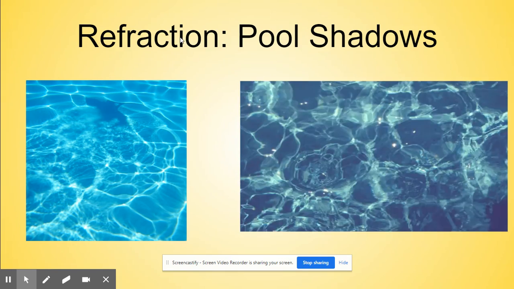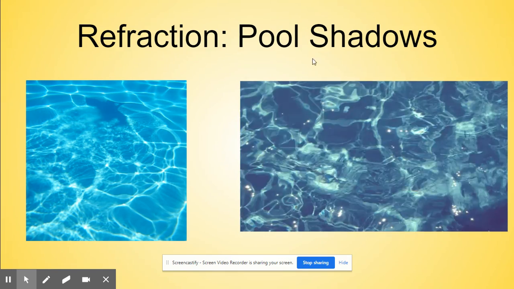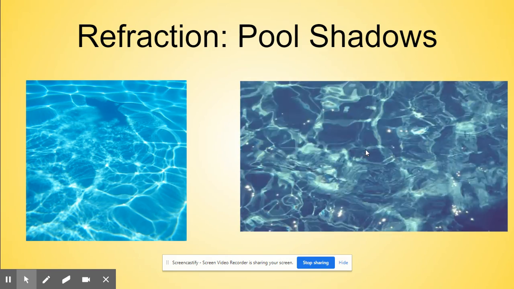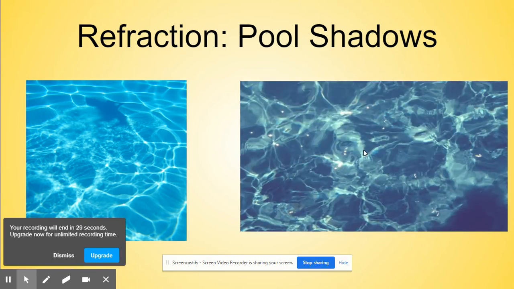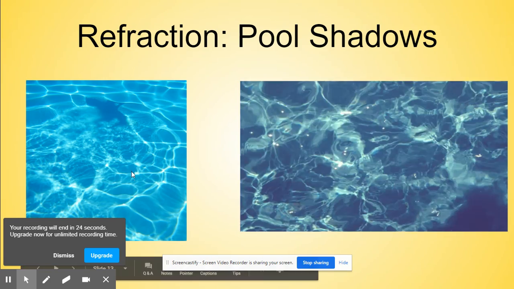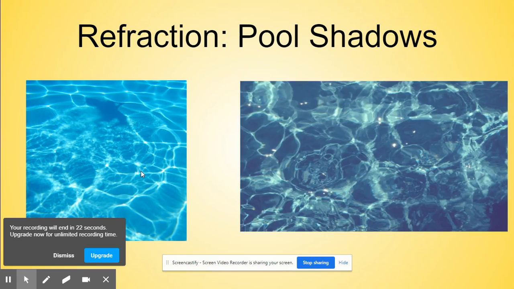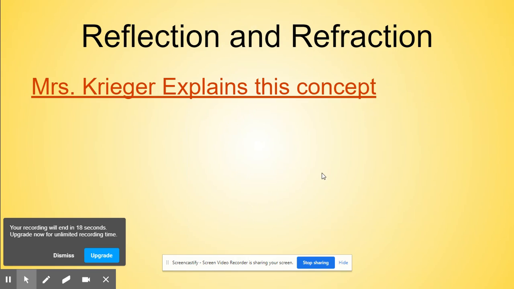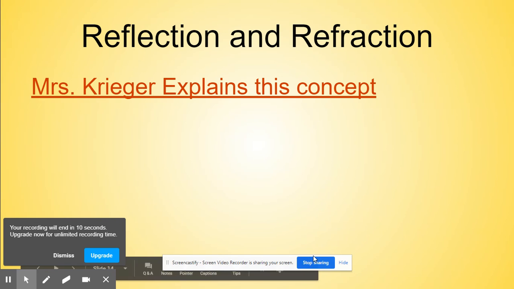A great example of refraction is your pool shadow. You can tell from this image if you keep looking at it, the light is appearing bent, refracted. It's not in a straight line. It looks curved, bent when you are looking at the pool shadow. So after this video, I will continue going over some examples of reflection and refraction.